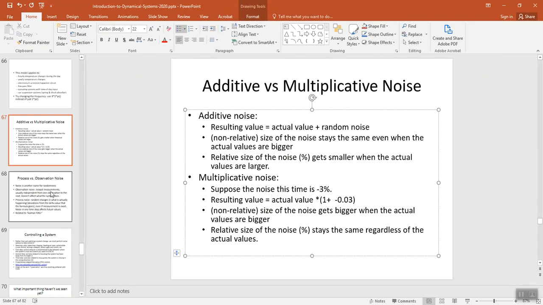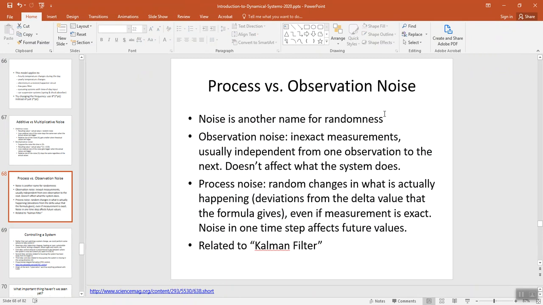Another important distinction is process noise versus observation noise. In observation noise, we're saying, well, our measurements aren't perfect. They've got a little bit of error to them. But my measurement on today's value doesn't affect my measurement on tomorrow's value, and it doesn't affect what the system does. But in process noise, the system itself is behaving randomly, even if we can measure it precisely. And both of those can happen in the real world, but it's good to be able to think about one versus the other.